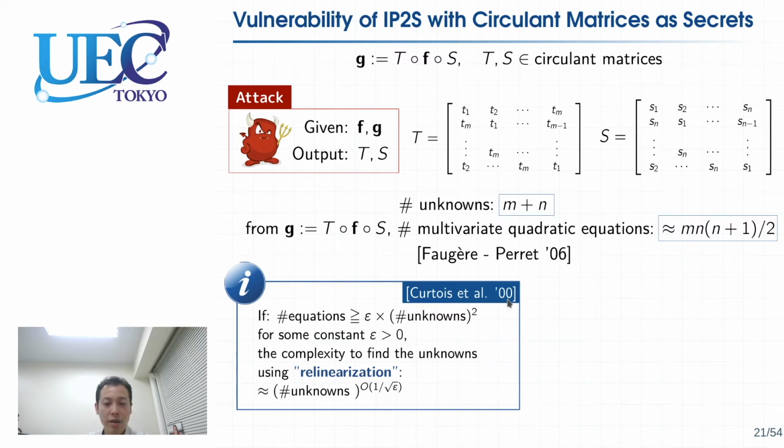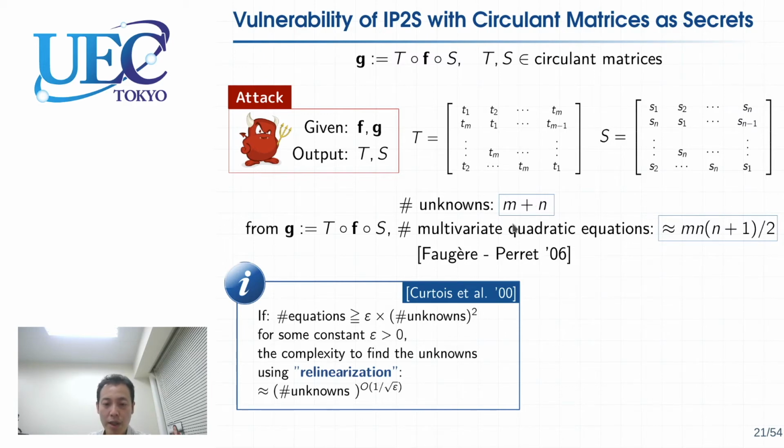And Courtois et al. in 2000 proposed this inequality. If the number of equations and the number of unknowns satisfy this inequality with some positive constant epsilon, then the complexity to find the unknowns using relinearization algorithms is the number of unknowns raised to the order of 1 divided by the square root of this constant epsilon.